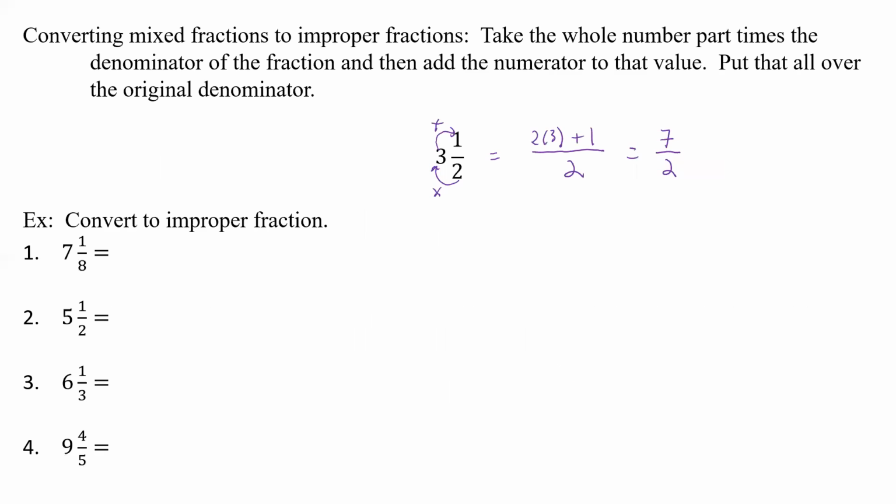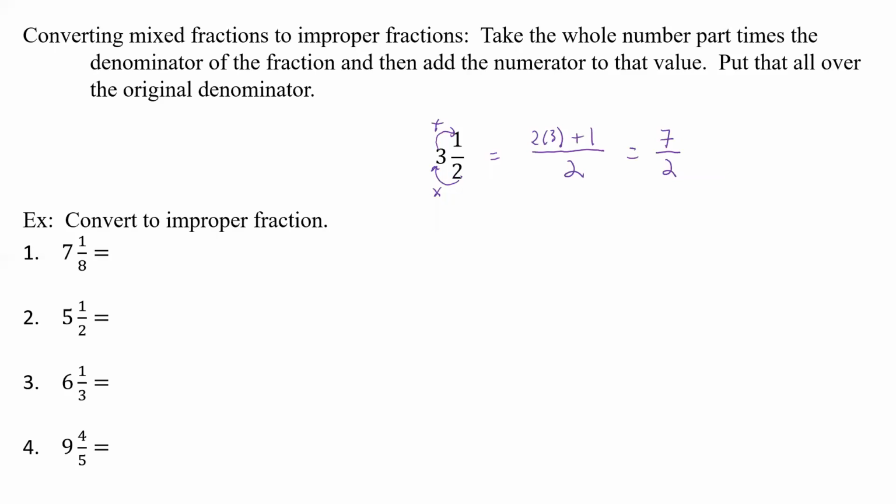Now we can go from mixed fractions to improper fractions, and what we have to do is take our whole number part times the denominator. So we're basically going in a clockwise circle. We're going to take 2 times 3, and then we're going to add the numerator to that. And then we're going to say plus 1.